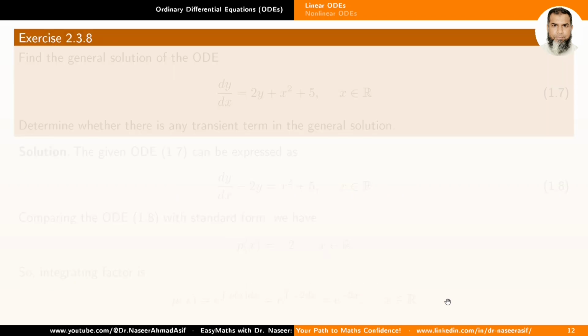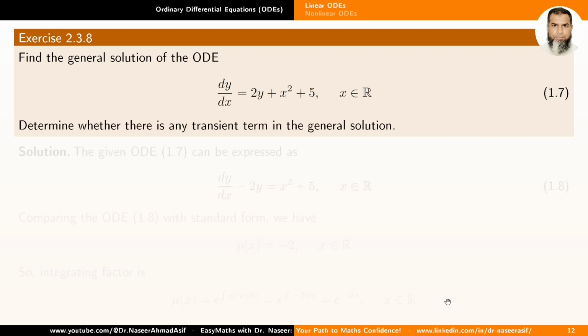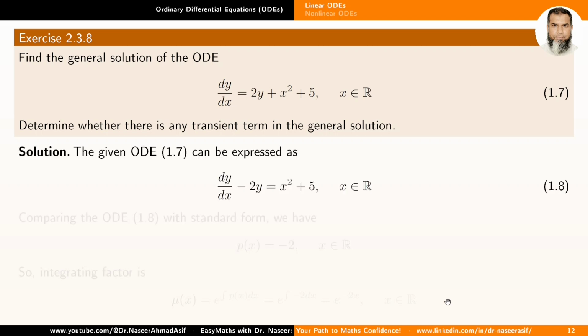Well, see another exercise. Find the general solution of the ODE dy by dx is equal to 2y plus x square plus 5, where x belongs to R. Determine whether there is any transient term in the general solution. Well, see solution. The given ODE 1.7 can be expressed as dy by dx minus 2y is equal to x square plus 5, where x belongs to R.